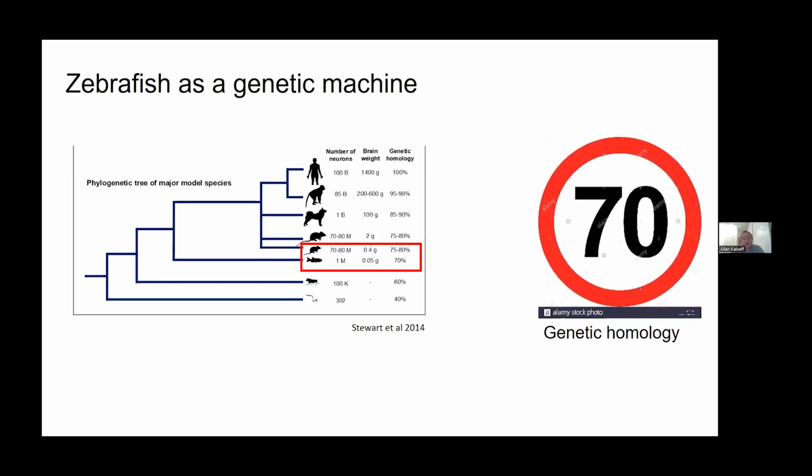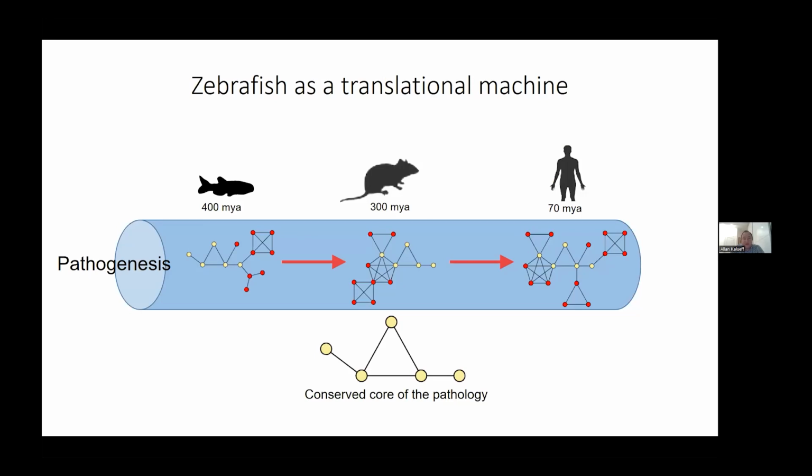Zebrafish is a useful genetic machine because it has 70% homology with human genes. And interestingly, about 85% of human disorder-related genes have their orthologs in zebrafish. So when it comes to diseases, the homology of humans and zebrafish is even higher, 85%, which is quite impressive per se. The question is why we use zebrafish.